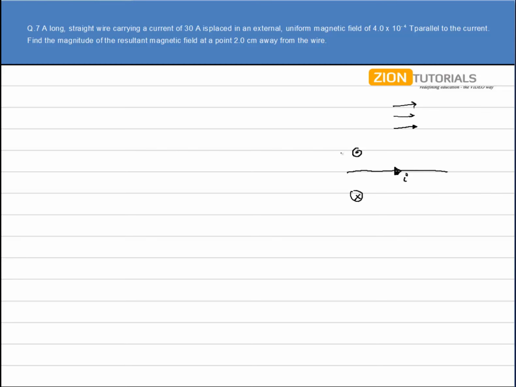So we have to calculate the net magnetic field. First of all, calculate the magnetic field due to this straight current carrying conductor. Let it be B1. So this B1 is given by mu naught I by 2 pi r, because this is the formula that we use to calculate a magnetic field at a distance r from a straight current carrying conductor.